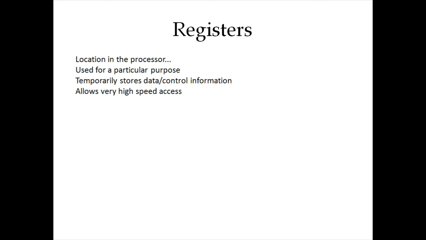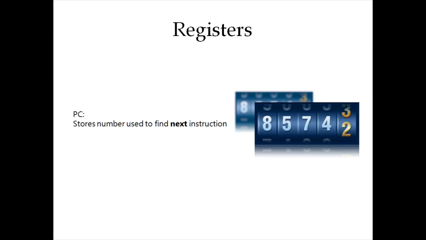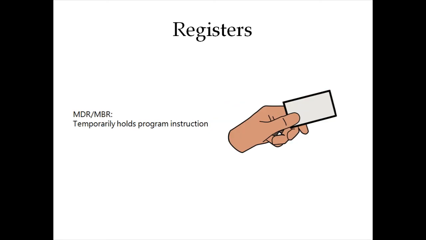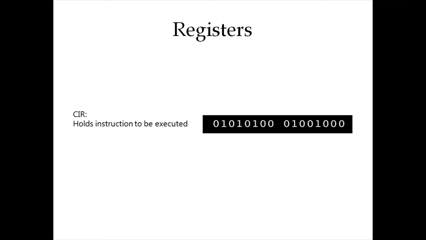Here are the types of register you'll need to know. Program counter stores the number used to find the next instruction in memory. Memory address register holds the memory address of the next instruction, used to fetch the instruction. Memory data register, sometimes called the memory buffer register, temporarily holds the program instruction from the address in the memory address register. Current instruction register holds the instruction to be executed.